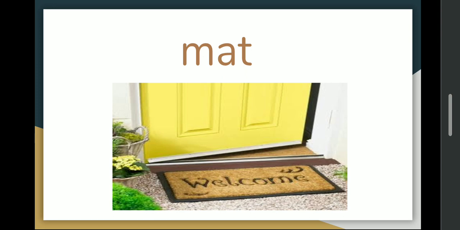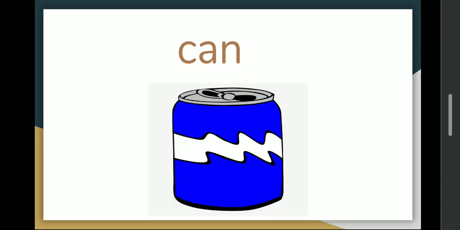So mat. The next one is can. Repeat after me, can, can. A can is what we normally use to drink a soda, a juice, or maybe your parents to drink their beverages. So a can is something that is made of aluminium. Everybody knows what a can is, right? So you got it there. Repeat after me, can. Cool.